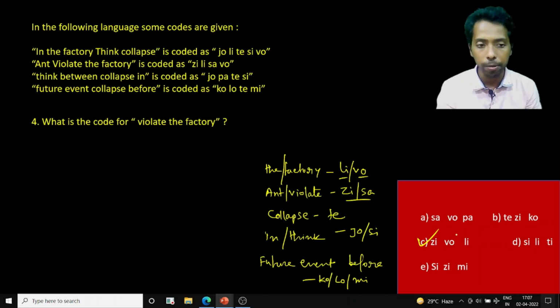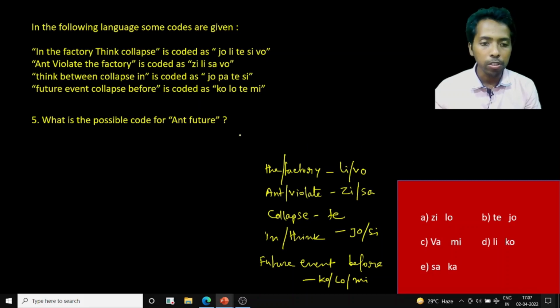This is option C. What is the possible code for future? JDI or SA, JDI or SA. So only either A or E. Now for future, KO, LO, MI. So only option A. Out of these three, only one should be present, that is LO, and that's the answer.